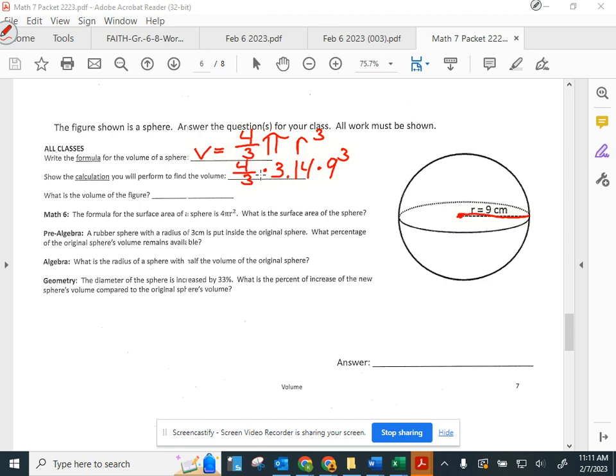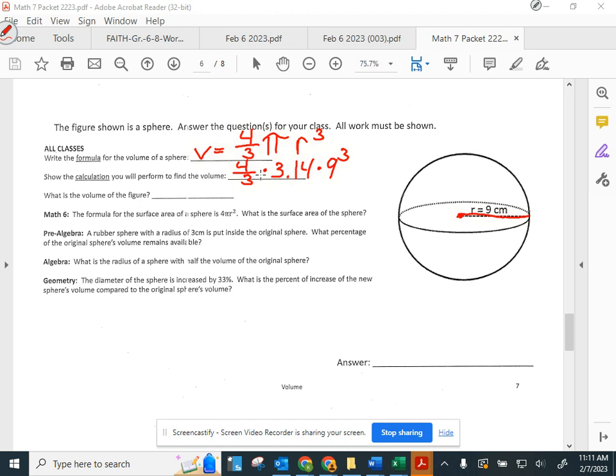So for our surface area, we're squaring the radius. For the volume, we're cubing it. That's the difference, because they're different measurements. Surface area is the outside of the sphere. Volume is everything that fills in the sphere.